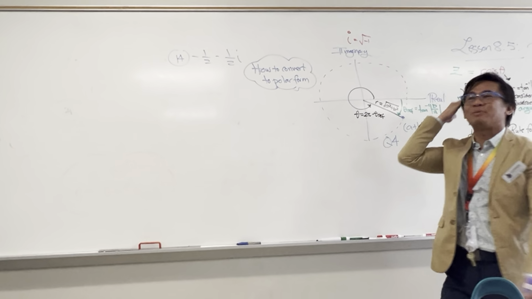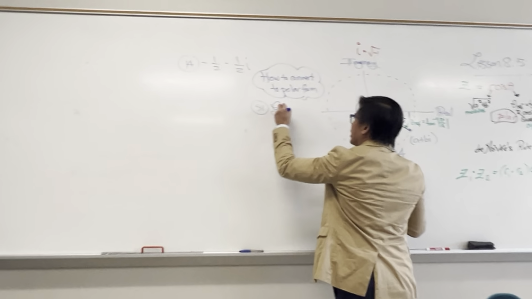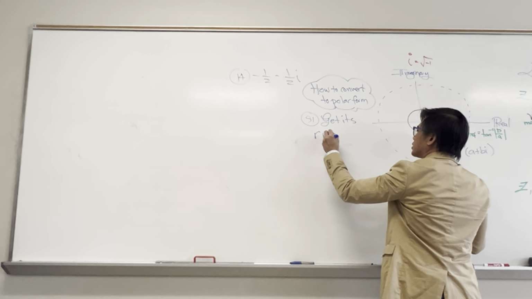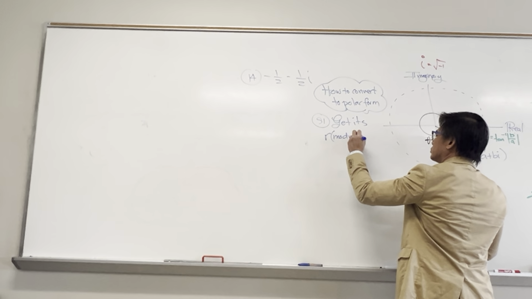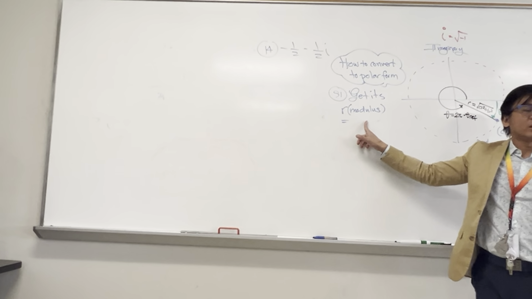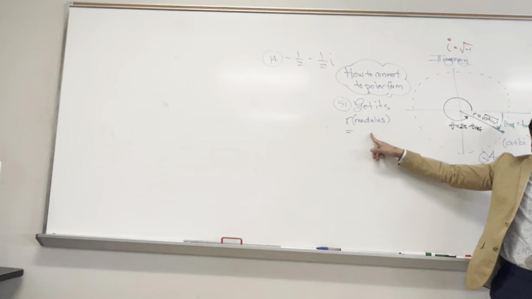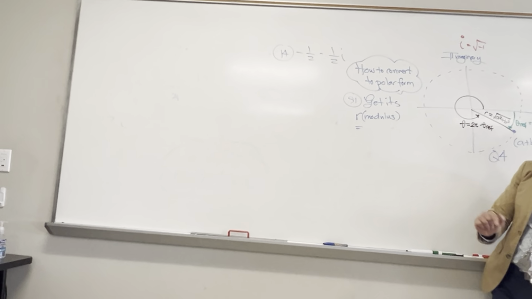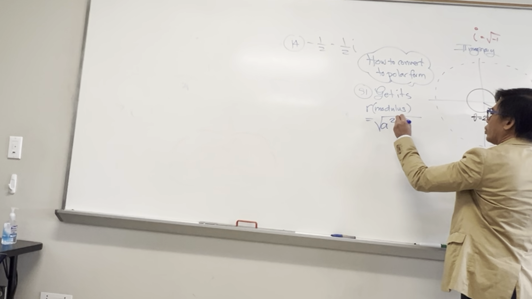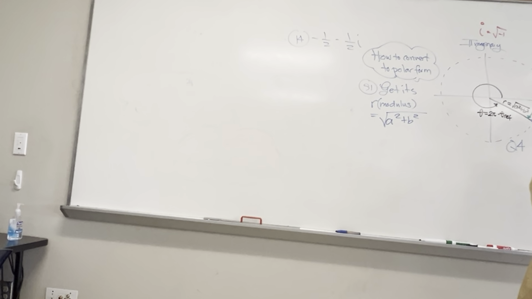Ready, guys? Okay, step number 1. Get its R, what we call the modulus. In most textbooks, the term for that is called the modulus, right? How far it is from the origin. That's the modulus, okay? And what's the formula for the modulus? That is basically a squared plus b squared, square root of that, okay? So what's that gonna be?